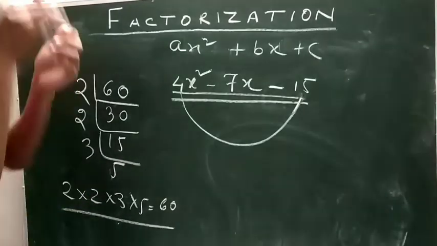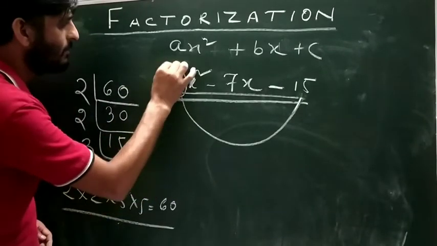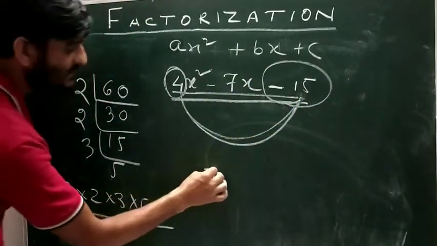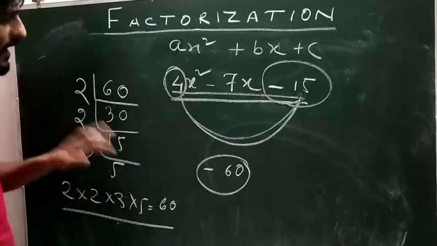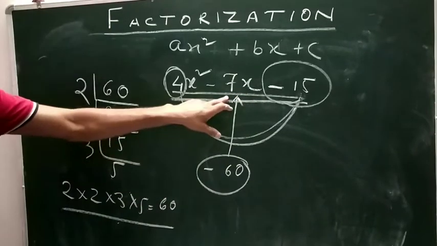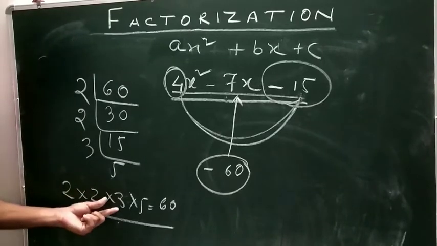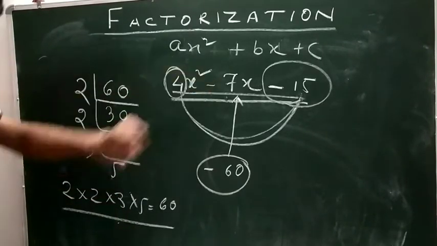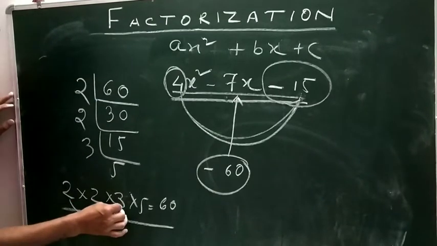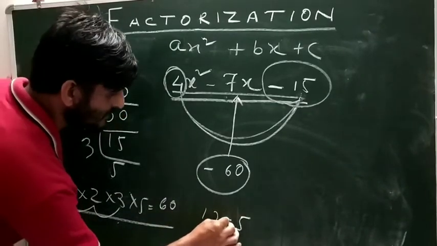That means what we have to do? We have to find the result of 4 multiplied with minus 15. That means as a result we need minus 60, and the addition or subtraction of some numbers should lead to minus 7. So let's see how we can do it. 2 multiplied by 2 multiplied by 3 multiplied by 5. If we take 2 multiplied by 2, that is 4, 4 multiplied by 3 is 12, 12 and 5. Yes, 12 minus 5 is 7.